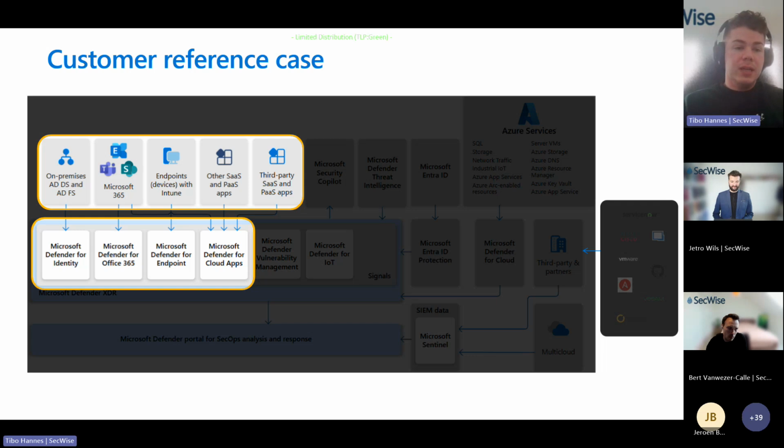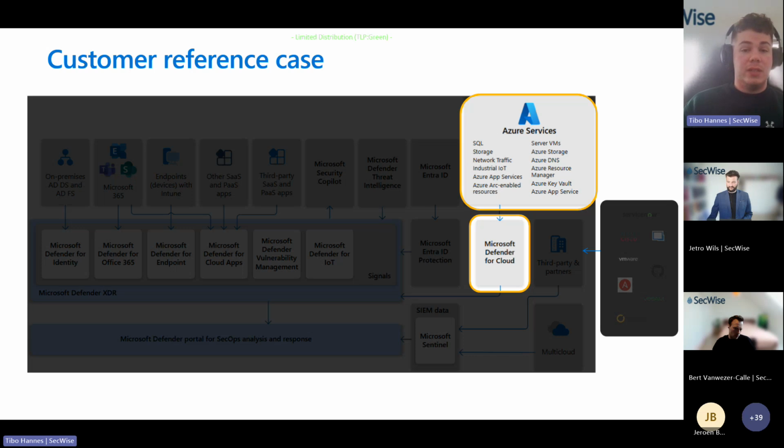First and foremost, everything on-premise that is AD related, so your domain controllers, ADFSs, certificate authorities, and interconnect servers, get connected through Microsoft Defender for Identity. Everything Microsoft 365 related goes through Microsoft Defender for Office 365. Your endpoints, in this case, it was only the clients. The servers, which I will explain a little bit later on, were onboarded through Defender for Endpoint, and the SaaS and PaaS apps, if it's other or third party, will go through Defender for Cloud Apps.